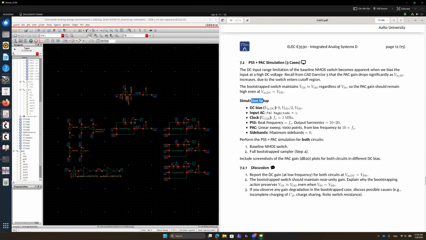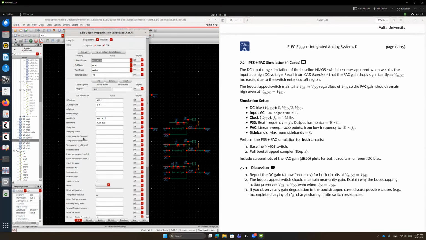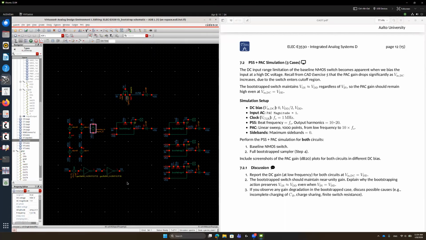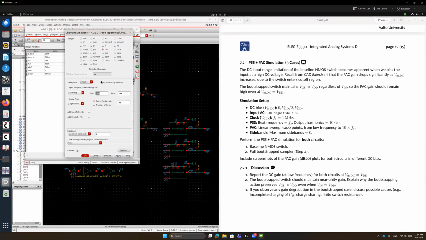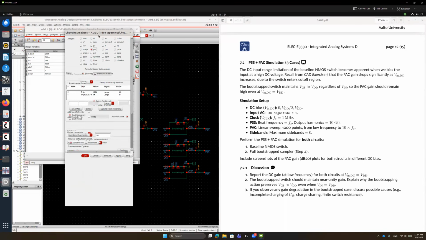So we can run, for example, the simulation setup. DC bias is 0, half VDD and VDD, and input AC volt is VC equal to 1. And we check PAC is okay. Set it nicely. Clock is 1 megahertz. And okay, so we can run the PAC simulation. Currently, VDC is half VDD. And then the PAC setup is, let me double check the PSS setup.